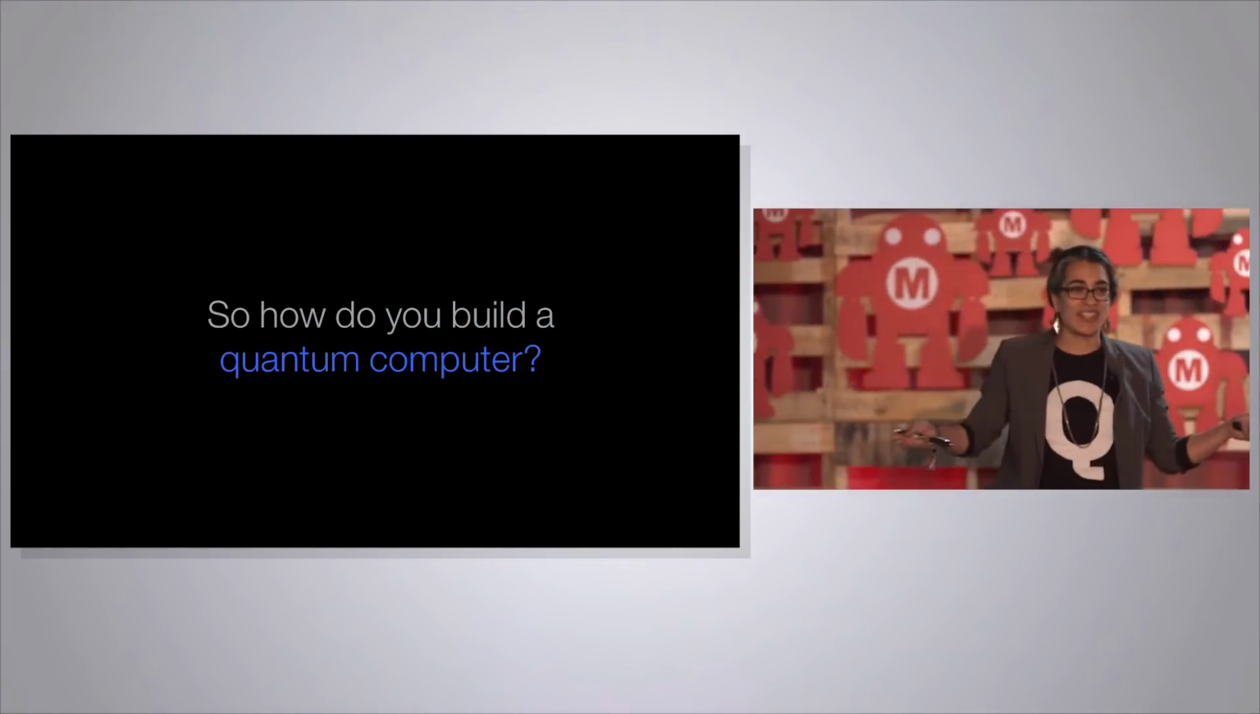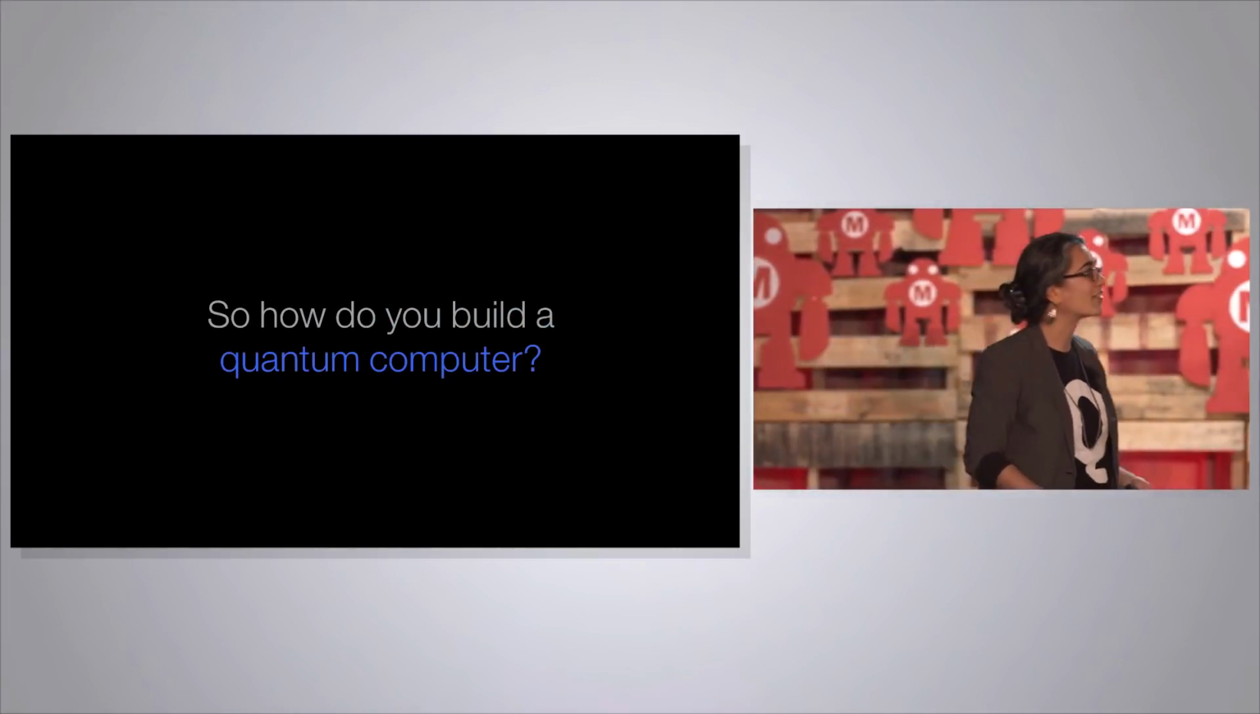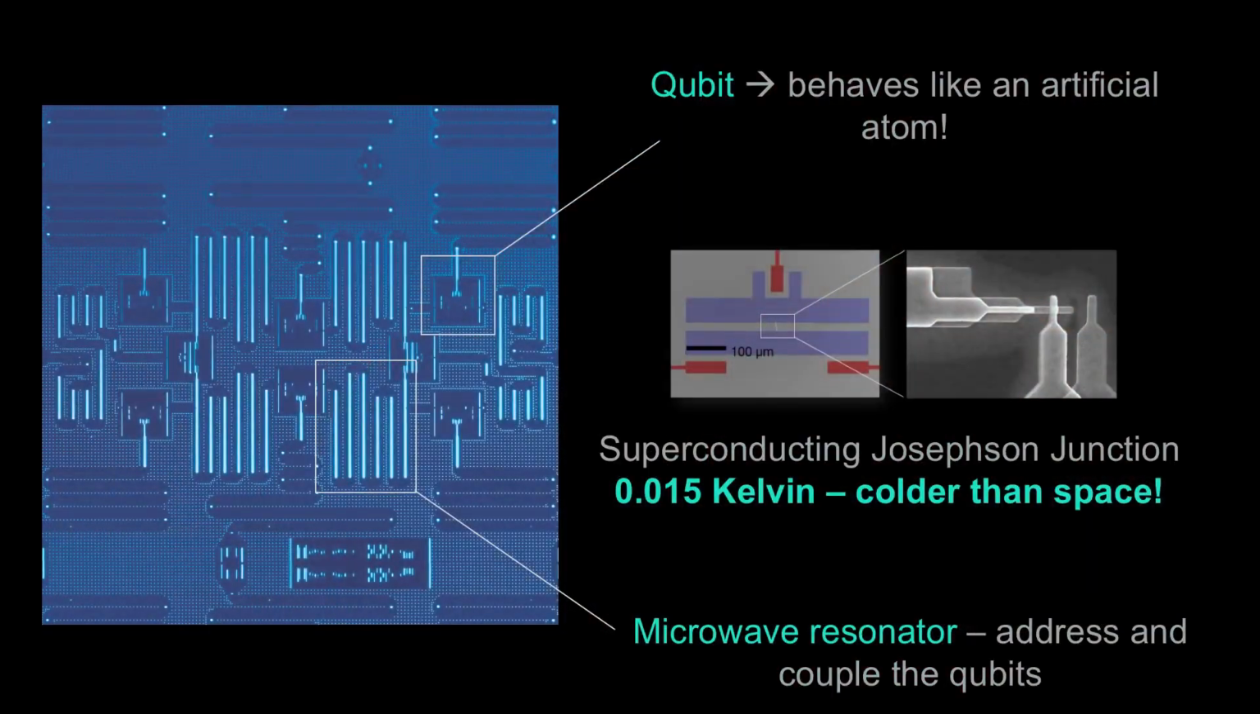This is how it should work theoretically. How do you actually go and do this in real life? So first of all, you have to have qubits that work in such a way that you can harness quantum mechanics. So we build basically artificial atoms. Atoms behave quantum mechanically. We build an artificial atom, and we make it out of a superconducting Josephson junction coupled to a microwave resonator.